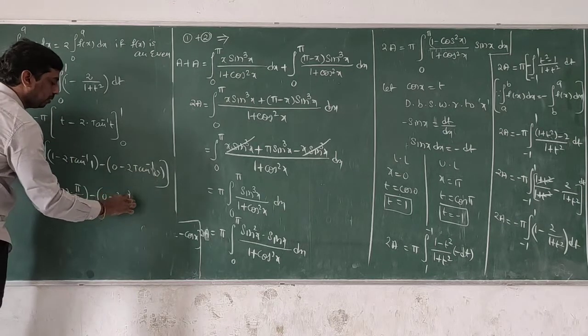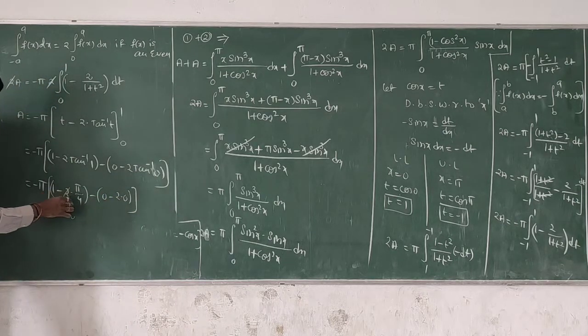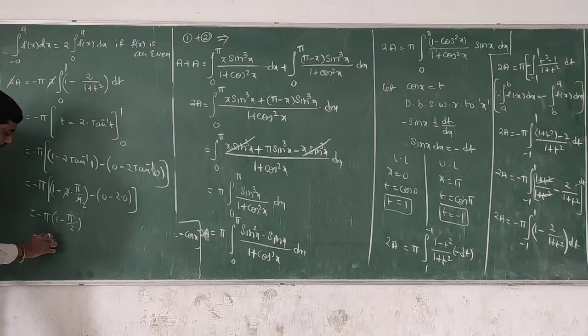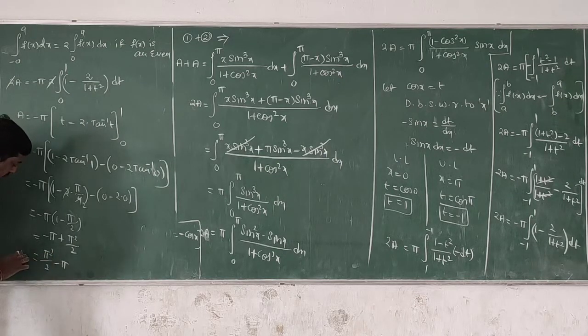Because of tan 0, 0. Right. So 2 1 there, 2 2. So minus pi into 0, 0. Leave it at 1. Finally we get 1 minus pi by 2. This can be written as minus pi into 1 minus pi, minus into minus plus pi square by 2. So the final answer is pi square by 2 minus pi, which is A.